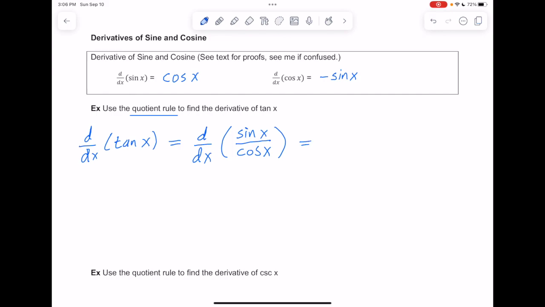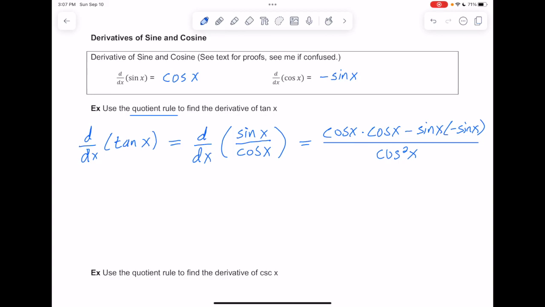So we want to take the derivative of the numerator. So the derivative of sine is cosine of x times the denominator left alone, minus the numerator left alone times the derivative of the denominator. And the derivative of cosine x is negative sine x. And then all of that would be over the denominator squared, which would be cosine of x squared, or cosine squared of x, writing that with the shorthand.